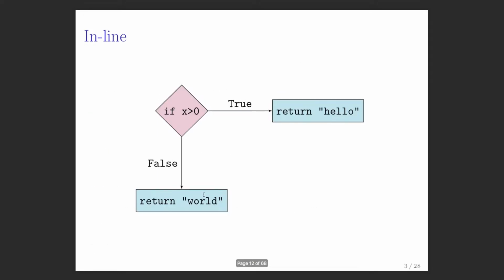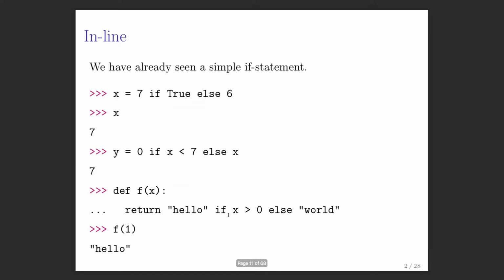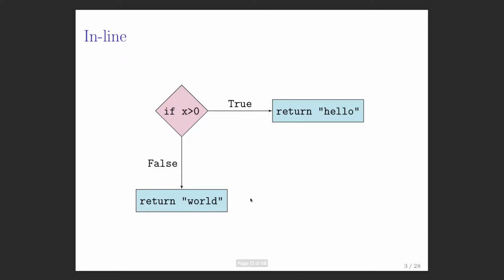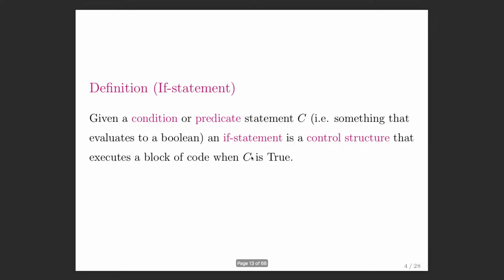So in that last inline statement, this if x is greater than 0, I can sort of draw it like this. I can say I have a condition that I'm testing, and in this case the condition is x greater than 0, and if this condition is true, then I'm going to return hello, and if this condition is false, I'm going to return world. Right? So we can draw pictures like this to describe these if statements.